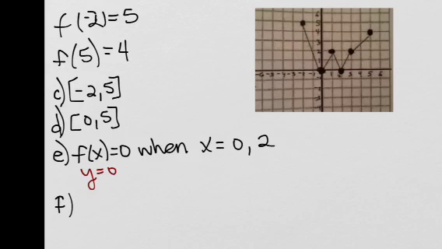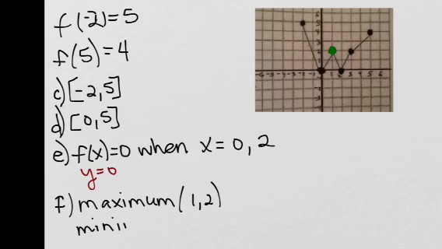F is asking us to find the maxima and minima. Remember, maxima is plural for maximum points, and minima is plural for minimum points. So I'm usually looking for some turning points. Right here where the green dot is, that's a turning point where we go from increasing to decreasing. So that tells us that we have a maxima or a maximum point at (1, 2).